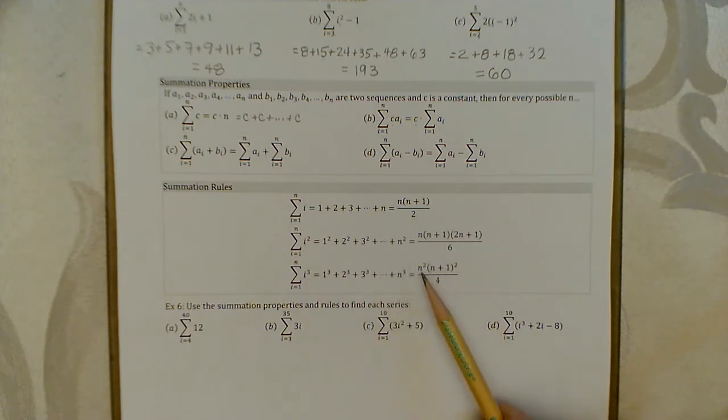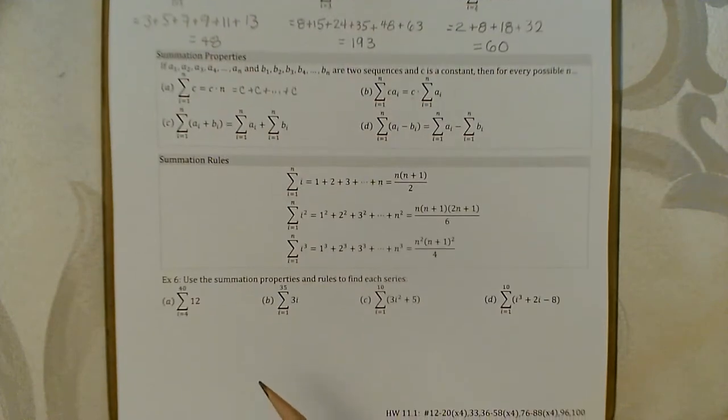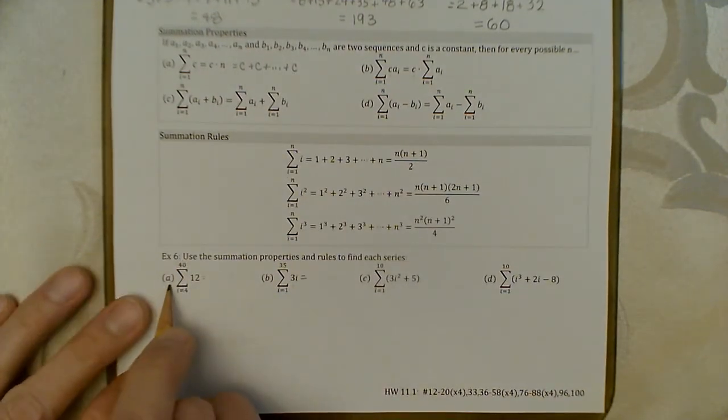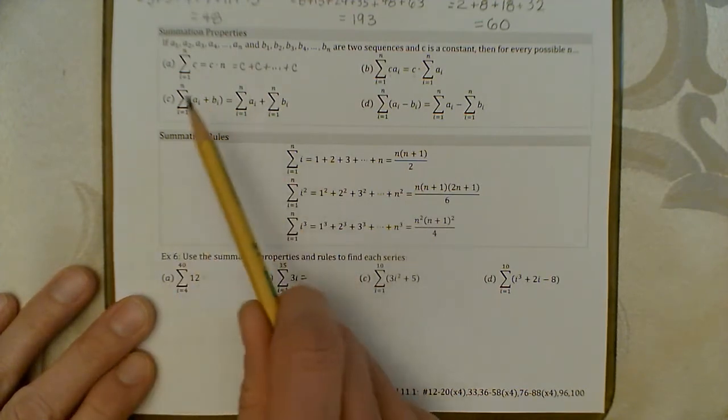Then you have the formula to find the sum. You can just do n squared times the quantity n plus 1, quantity squared, all over 4, and that will give you the sum. All right, so let's use these formulas in the two boxes above to do some of these problems. Okay, so for exercise 6, part A, this sort of pertains to this first formula here in part A up above in our summation properties.